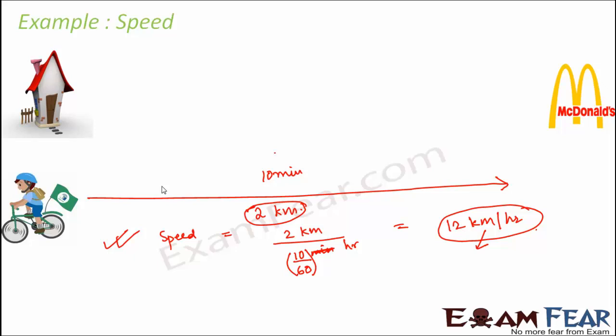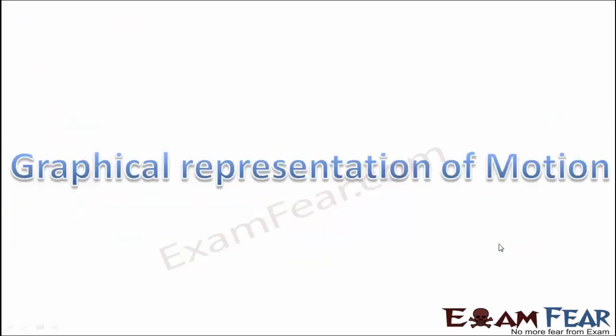I hope it is clear how we calculate speed and what speed is all about. What does speed tell us? It just tells us the distance that a particular object can cover in unit time, whether it is in 1 hour or in 1 second or in 1 minute. Now that we have spoken so much about motion, I think the basic concept of motion is getting clearer to you. Now we will see how we graphically represent motion.